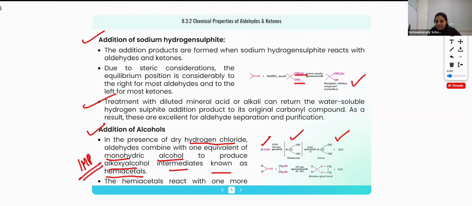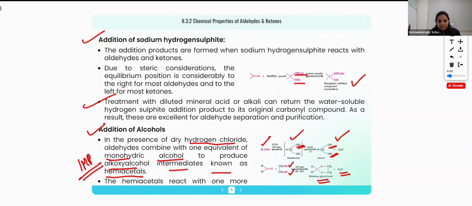What is acetal? Acetal contains two OR. Hemiacetal contains only one alkoxy group. OR means alkoxy group. Got it? Here only one alkoxy group, that is hemiacetal. Here two alkoxy groups, that is acetal. Okay. Then if you are taking a ketone reacting with a dihydric alcohol, dihydric means you can see two OH groups, then you are getting a cyclic adduct. These CH2 groups are connected, so you will get a cyclic adduct. And the other product is water.